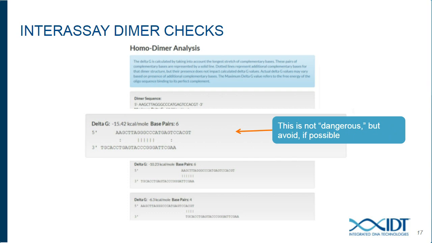Because this is an internal dimer, it's not of major concern, but if you have other assay designs, I would look at them first. Try to avoid this if possible. If not, go ahead and move forward with this design. Just keep in mind that these stronger dimers like this may reduce the overall efficiency of your assay.